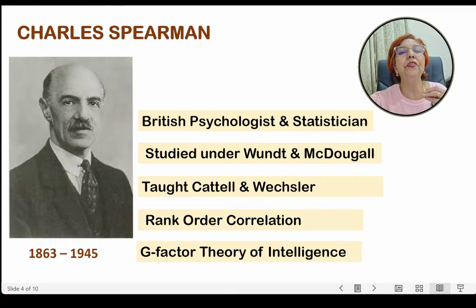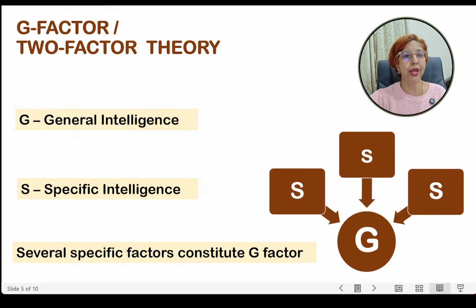One of the methods of calculating this relationship between two factors is what we call rank order correlation, which was developed by Spearman. And that is why we also call it Spearman's rank order correlation. Okay. And of course, his most popular G-factor theory of intelligence or two-factor theory of intelligence, which we are going to discuss today.